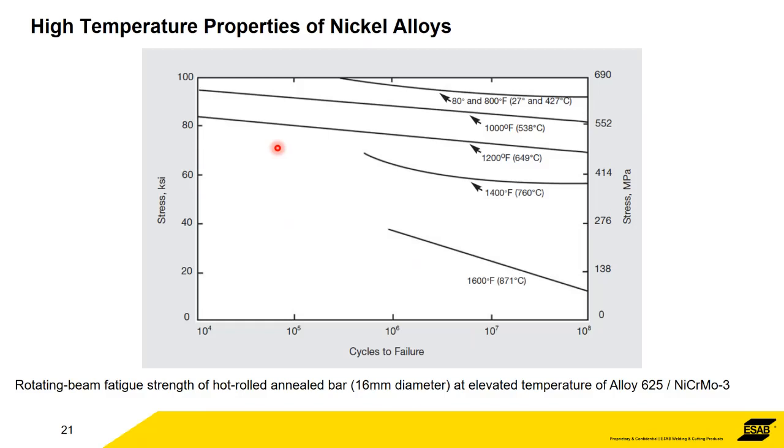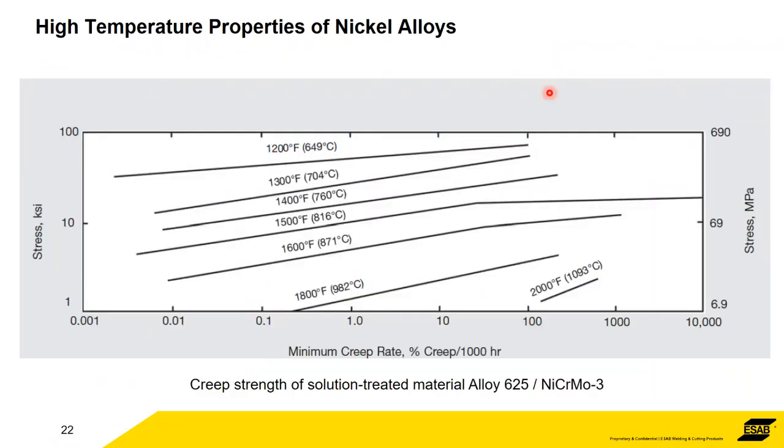Fatigue strength, again, at 800 degrees Fahrenheit, 427 degrees centigrade, you've still got good stress figures. Creep strength: if you're going to high temperature, then we talk about creep rates per 1,000 hours. And you've still got relatively low creep rates at a high stress and a high temperature.